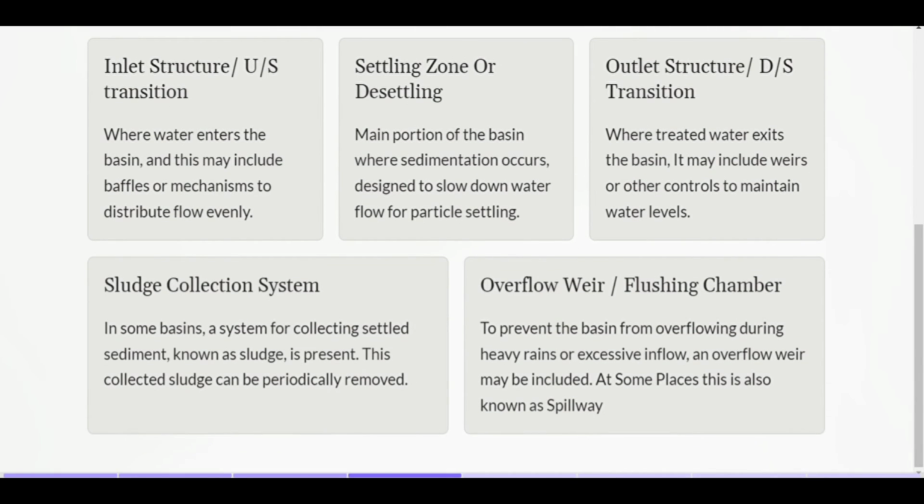Sludge collection system. In some basins, a system for collecting settled sediment, known as sludge, is present. This collected sludge can be periodically removed. Overflow weir, flushing chamber. To prevent the basin from overflowing during heavy rains or excessive inflow, an overflow weir may be included. At some places this is also known as spillway.